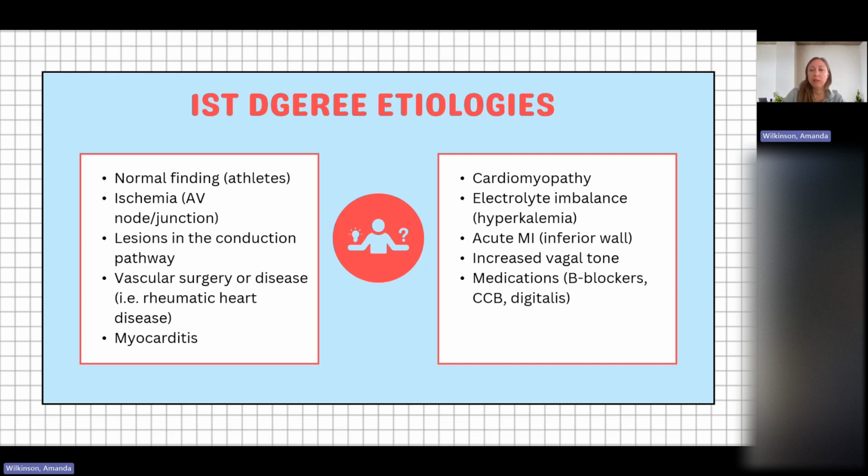We also see it with electrolyte imbalances, particularly in hyperkalemia and during inferior MIs, which often involve the AV node. And finally, one of the most common causes are medications, especially beta blockers, calcium channel blockers, and DIG. And if you haven't seen the trend, DIG seems to cause a lot of things with our heart.